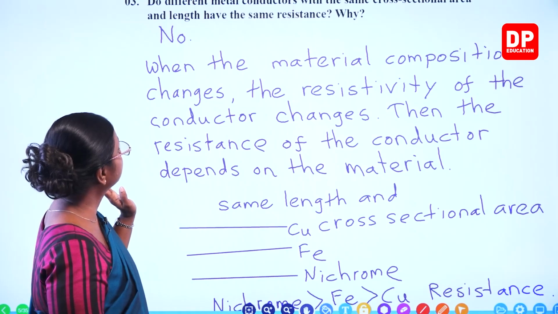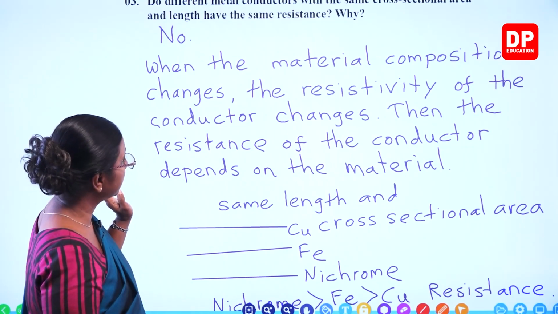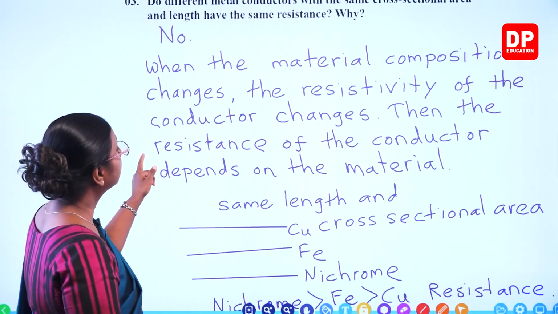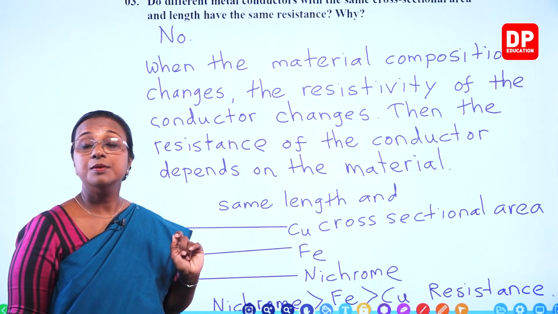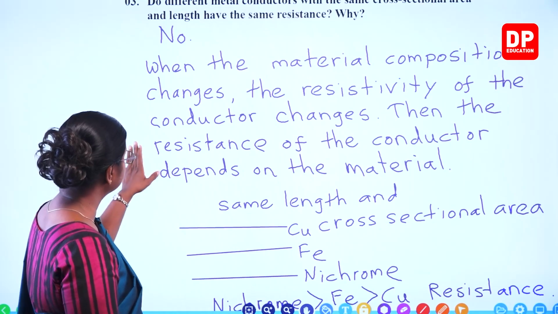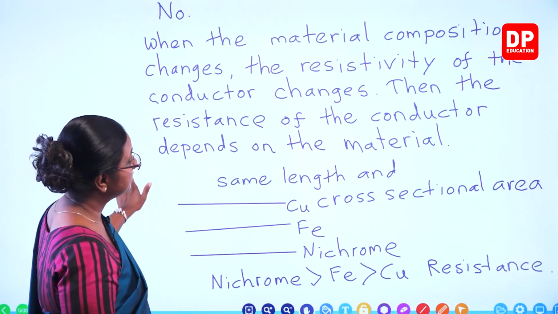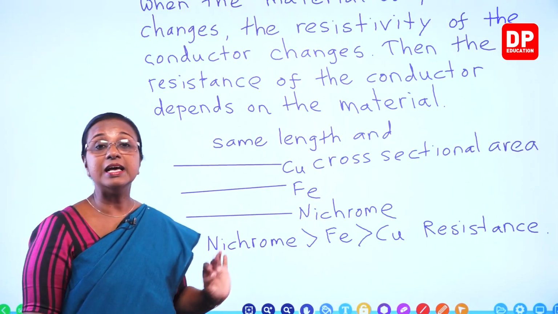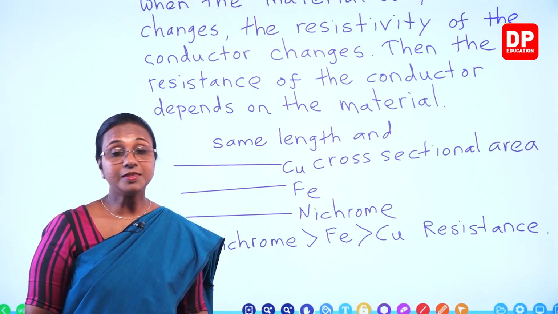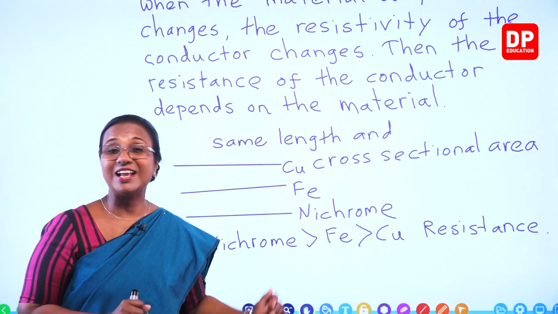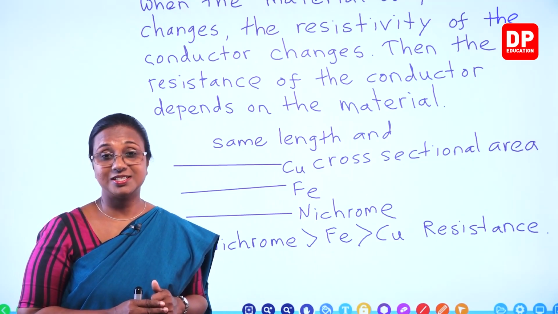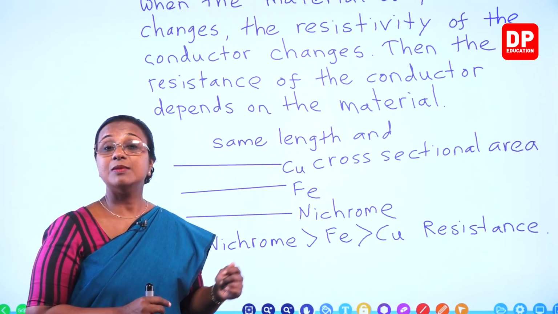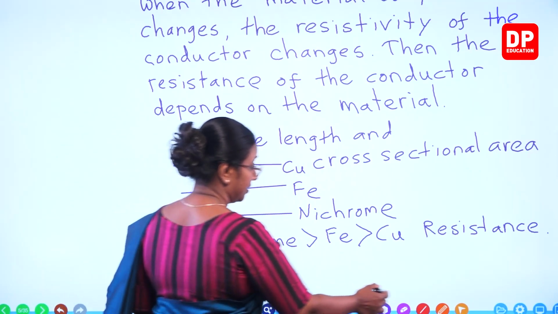So when you say when the material composition changes, the resistivity of the conductor changes. Then the resistance of the conductor depends on the material. That is the answer. That is the explanation. But this is just for you all to recall the activity. I am sure, students, you can remember the activity and you have written the correct explanations here. So with that, I will move on to the next question.